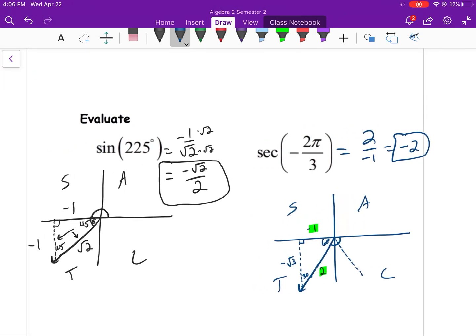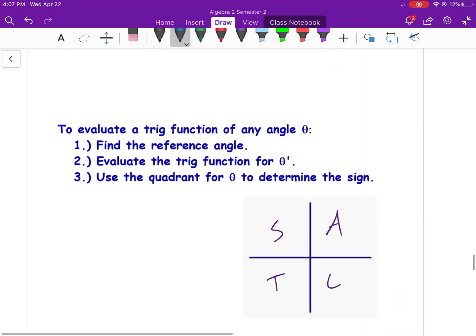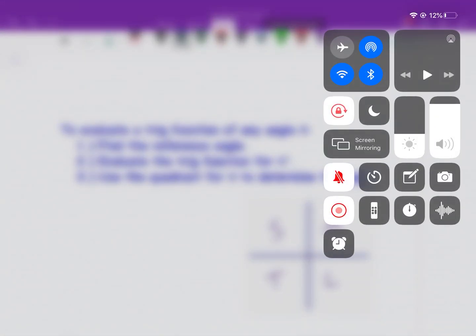Okay, we will do some more practice with this in 13.3 day 2. Nothing new in that video, just more examples of this. Other than that, start working on your worksheet. If you have questions, make sure you're coming in during office hours.